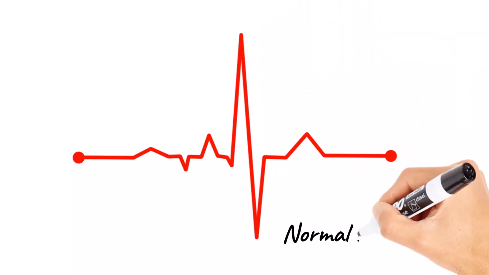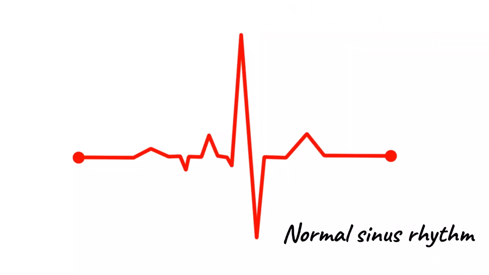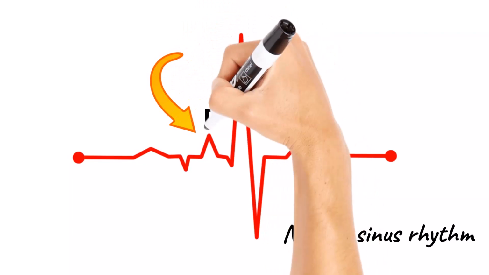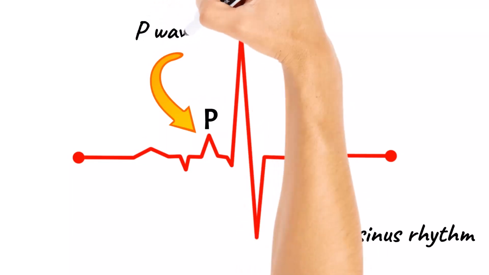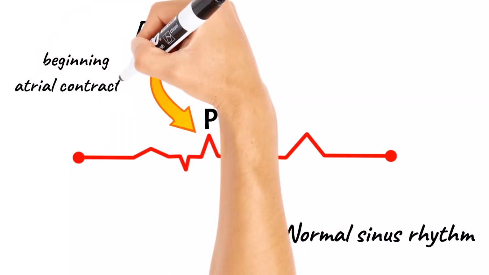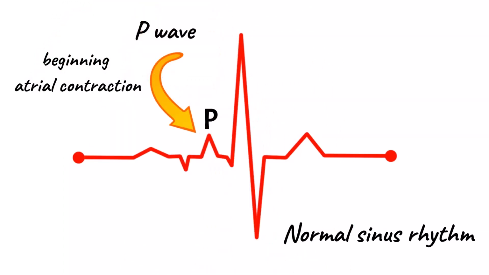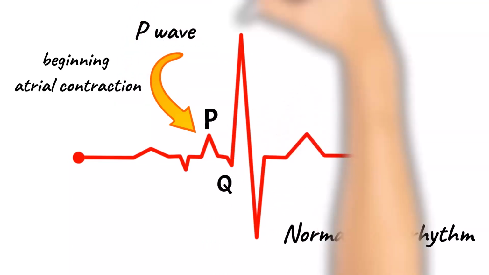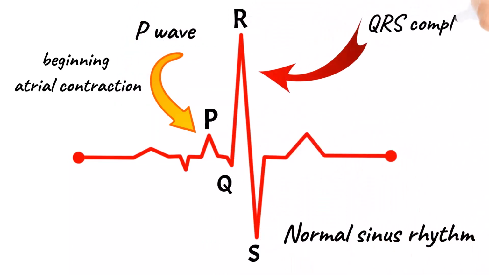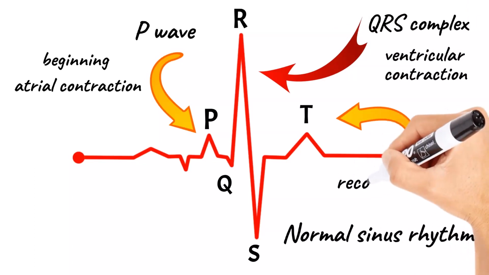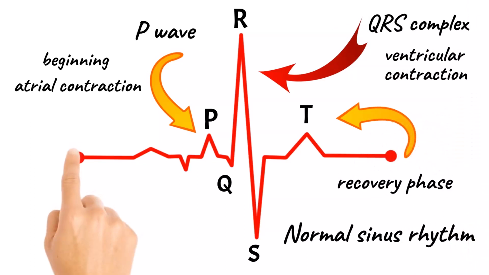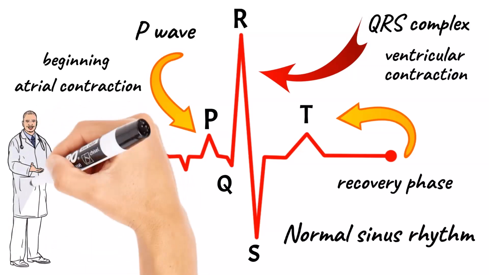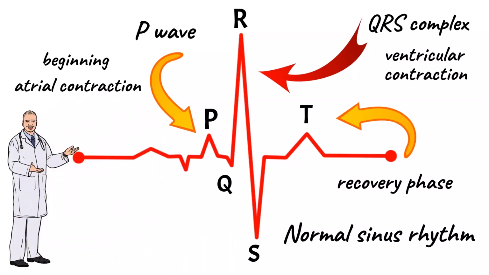An EKG can be divided into three basic parts for the purpose of this explanation. The little hump, labeled P, called the P wave, designates when the electrical impulse is spreading over the atria and signals the beginning of their contraction. The steep peak that is labeled QRS, known as the QRS complex, designates the spread of electrical activity through the ventricles and the beginning of ventricular contraction. The little hump, labeled T, designates the recovery phase of the ventricles. This is normal sinus rhythm and indicates that the electrical impulse is being properly transmitted through the heart muscle.